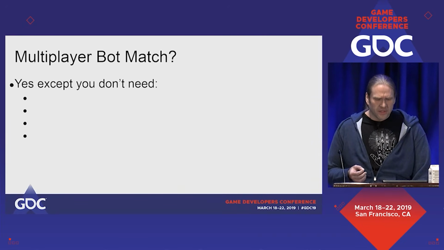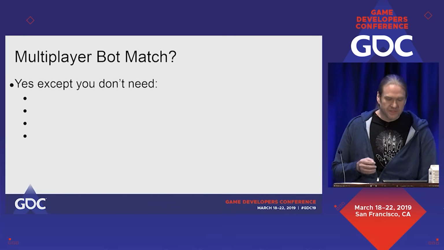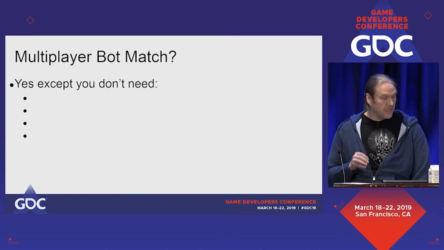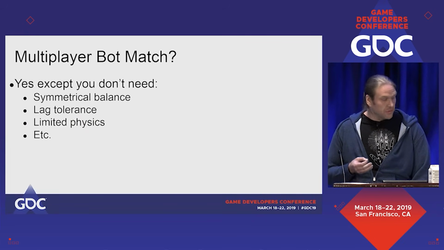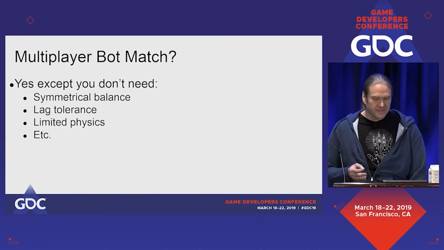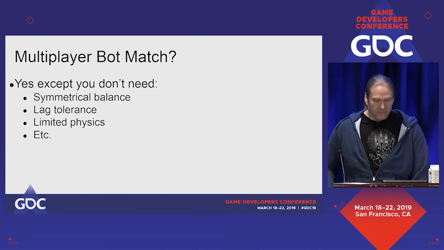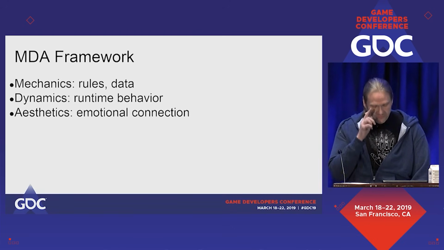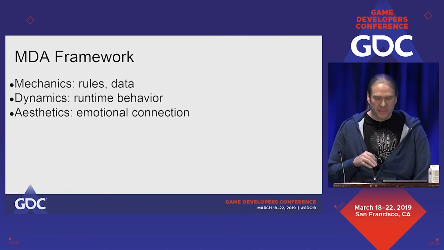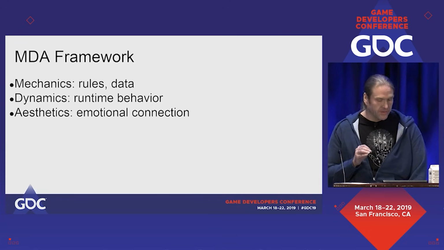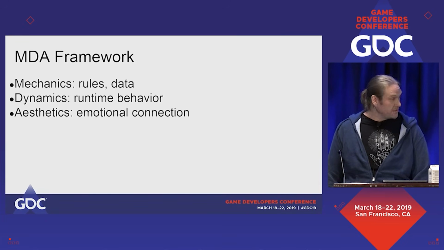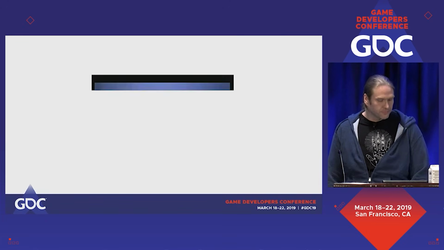Another question is, are these kinds of maps just the same as multiplayer competitive maps played with bots? The answer to that is sort of. They are similar, but multiplayer competitive maps have a lot of additional design and gameplay constraints, like symmetrical balance, lag tolerance, limited physics that change how you make the map, and so they're really very different in practice. If you're familiar with MDA theory, the idea that any game can be categorized by these qualities, I think you can see that this kind of level occupies a distinct mechanics, dynamics, aesthetic niche apart from multiplayer arenas.